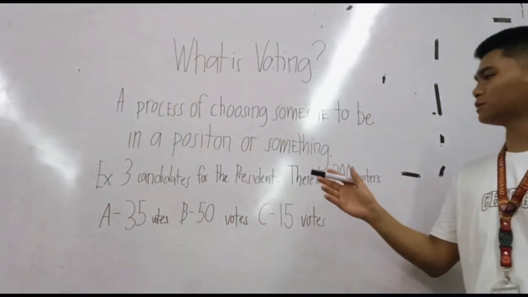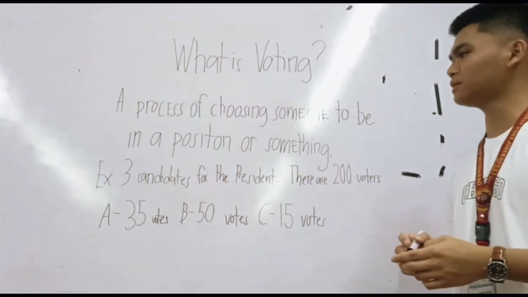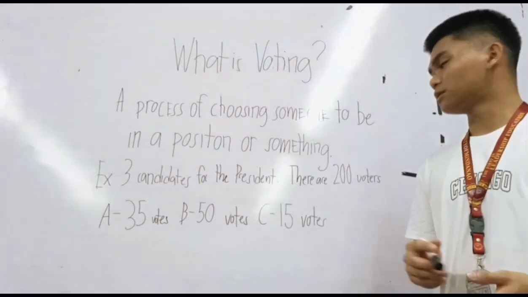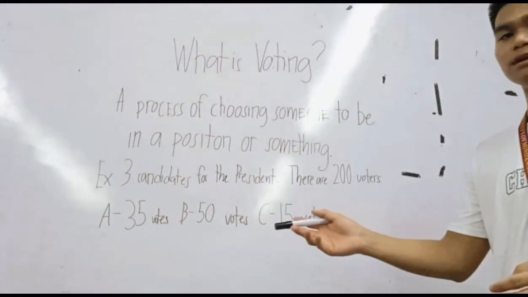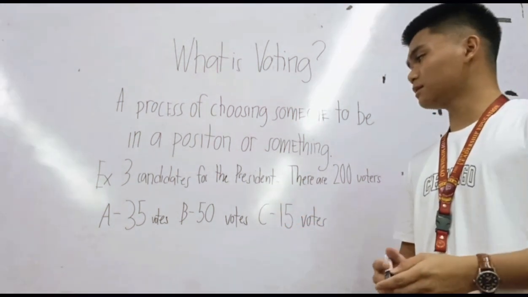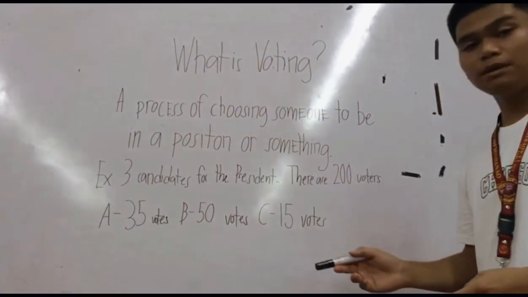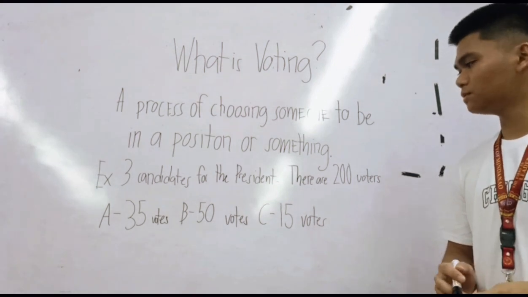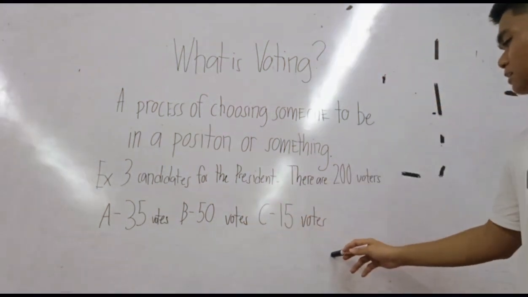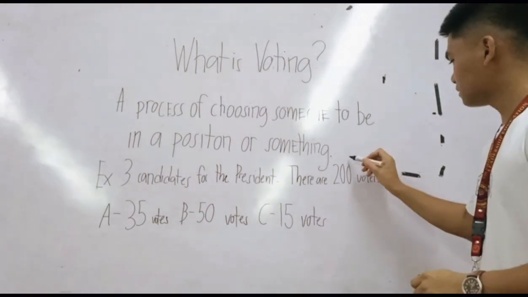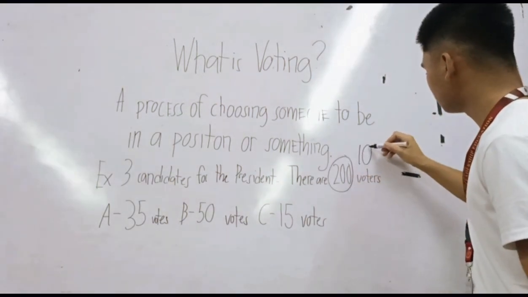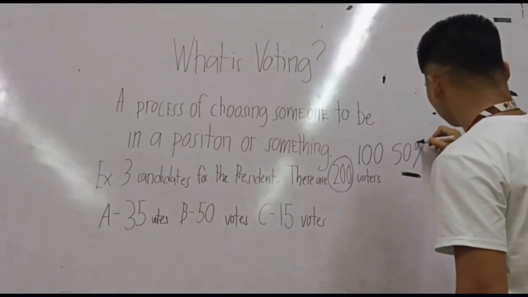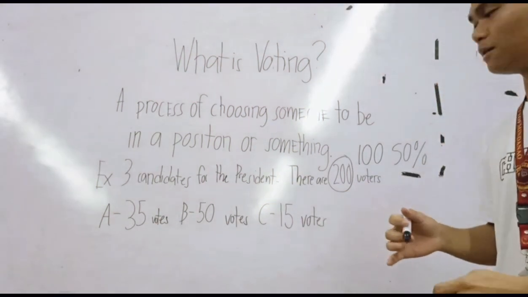Here at the front, you can see an example of common voting. Let's see the first example: 3 candidates for president, and there are 200 voters. These are the results. Candidate A got 35 votes, candidate B got 50 votes, and candidate C got 15 votes. The majority of the votes is 100, that is 50% or more than 50% of the votes.